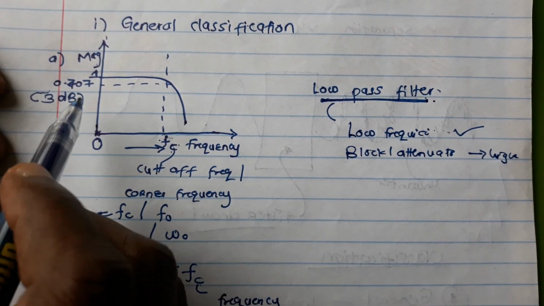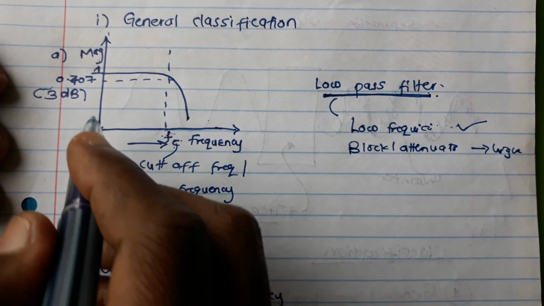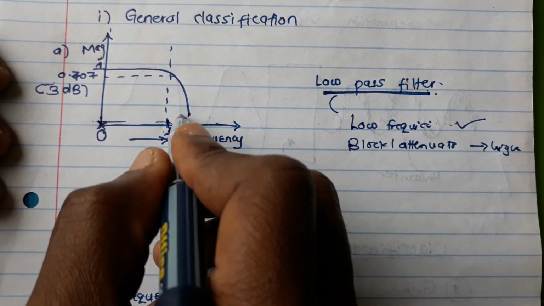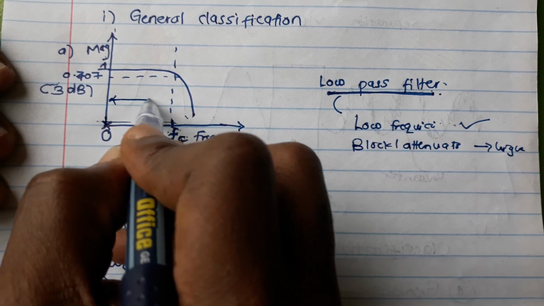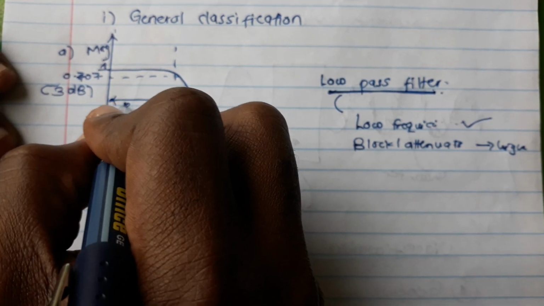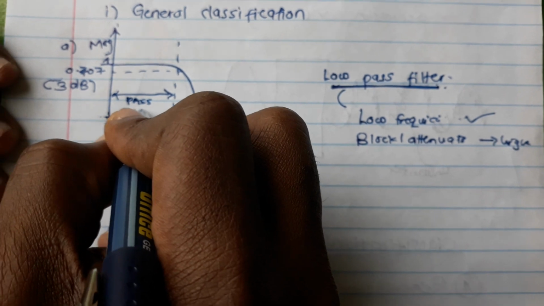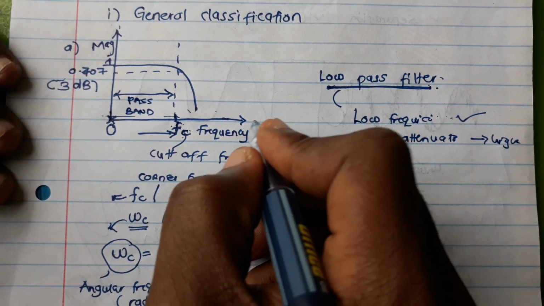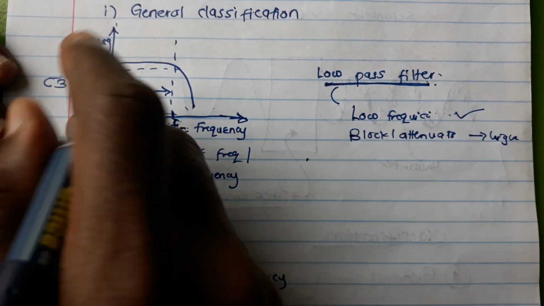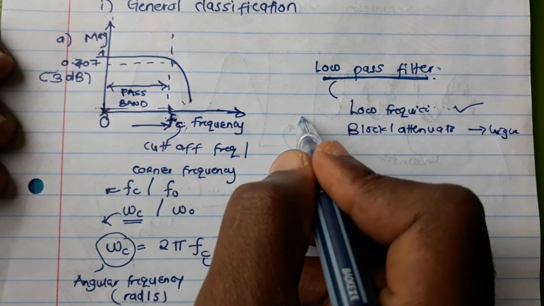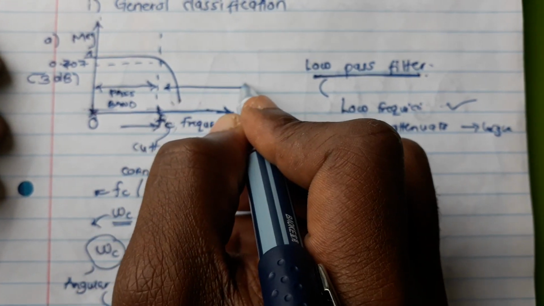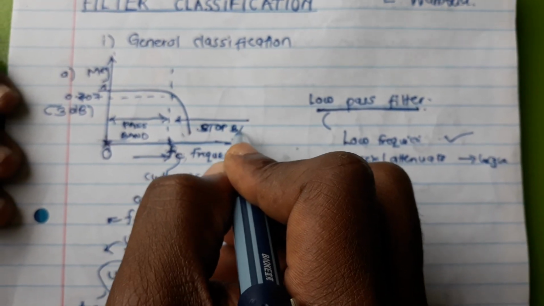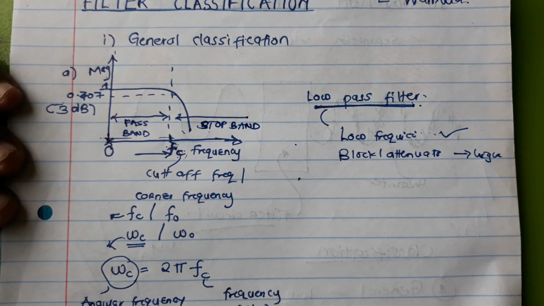This is illustrated in this diagram: frequencies from 0 till the corner frequency or cutoff frequency, FC, are allowed to pass. This is known as the pass band. Any frequency from FC onwards, to whatever higher frequency, is blocked. This region onwards is known as the stop band.